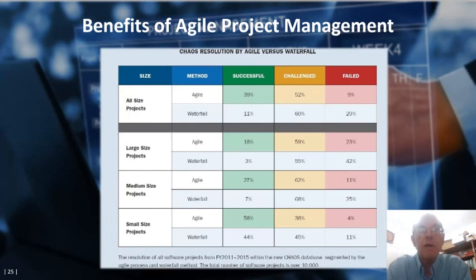The advantage of Agile based on the Chaos report is clear. The Chaos report has often indicated that Agile projects have a higher likelihood of being successful compared to traditional waterfall projects. This success is attributed to Agile's adaptive and iterative nature, which allows for continuous customer collaboration and the ability to respond to changing requirements.